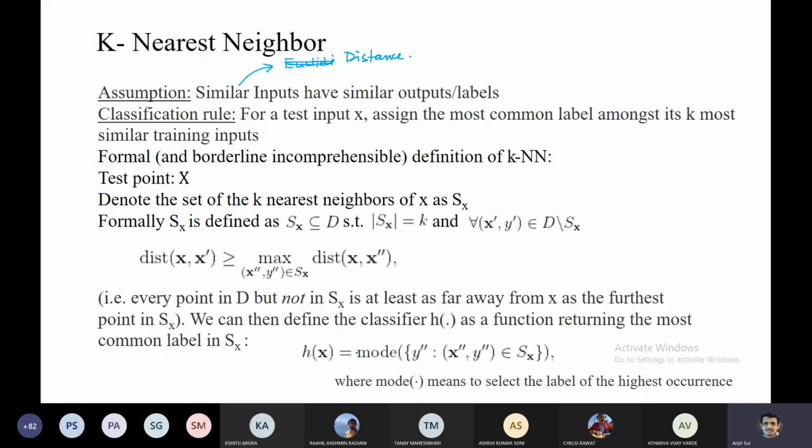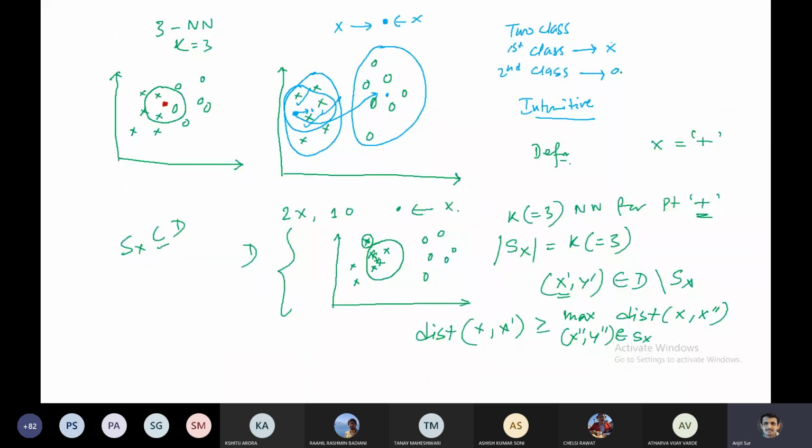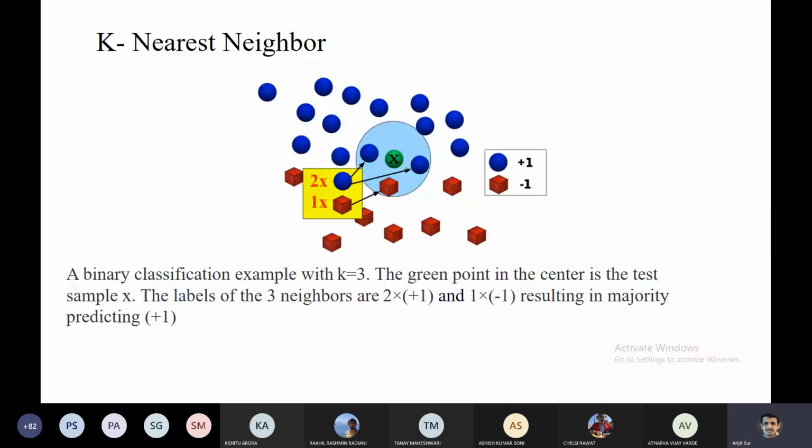So the most common means, in this example, you can see here that for this X, two are blue circles and one is a red block. So you can say two, so this particular X belongs to the blue circle, since the number is 2, that is 1.